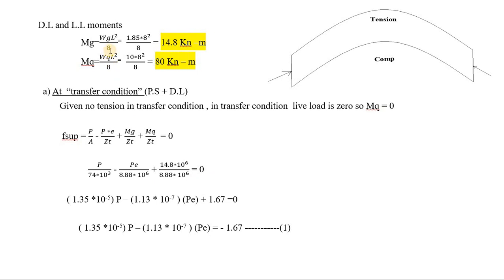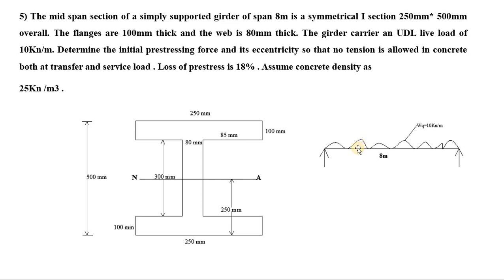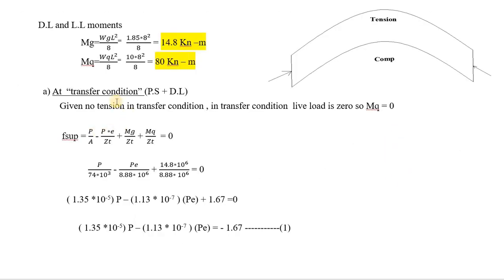Okay, and one more important thing is, how did I write this Wg L square by 8? For a simply supported beam carrying a UDL, the bending moment at the center formula will be WL square by 8. As we are dealing with a dead load and a live load, I am making a small change in notation. I am using it as Wg and Wq.